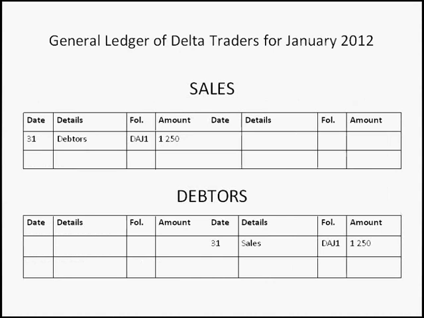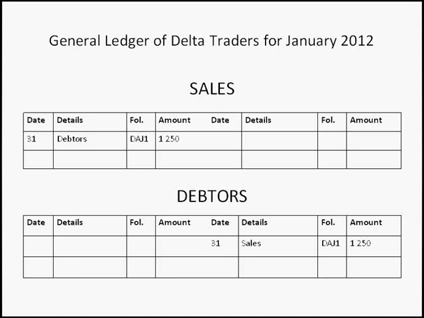So again, the two accounts I work with are sales and debtors. In terms of the sales account, on the left-hand side, it's a debit entry because I'm reducing my sales, and sales is an income, so it reduces on the left-hand side or on the debit side. Date 31st, details is debtors because debtors is the other account that I'm working with. Folio shows which journal I got it from, in this case debtors allowance journal, and the amount is 1,250.